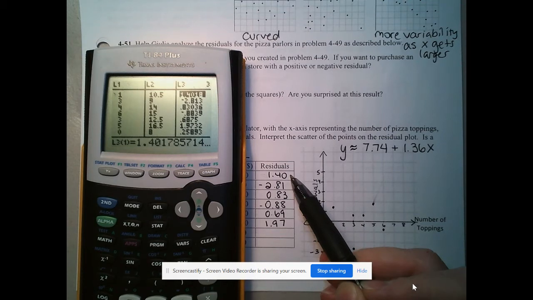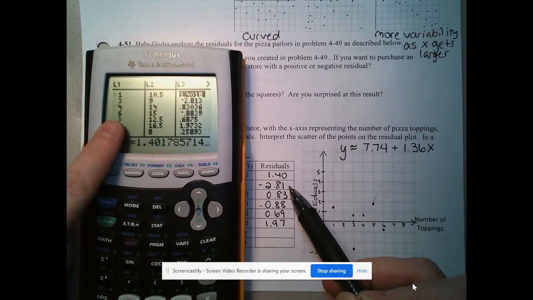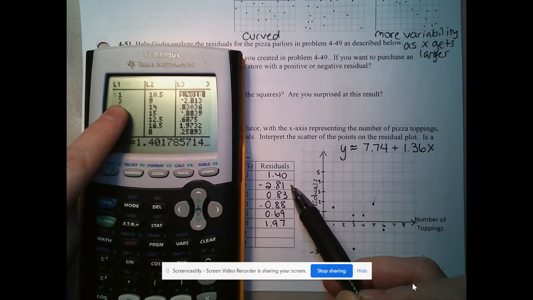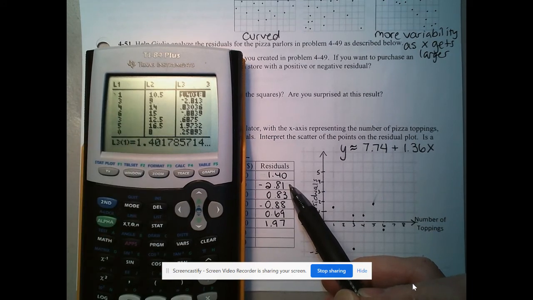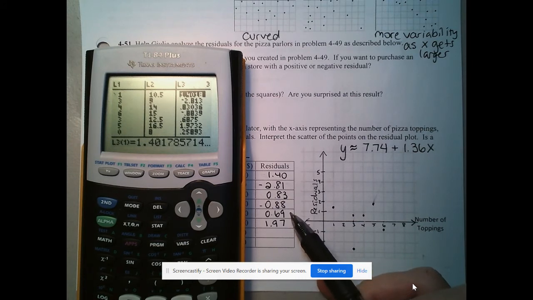The next pizza, and you can see it in my table on the calculator, had 3 toppings and they were charging $9. They were actually charging $2.81 below the predicted value from the fitted line. Then we've got a 0.83, negative 0.88, 0.69, which I rounded because the 0.68 on the calculator was followed by a 7.